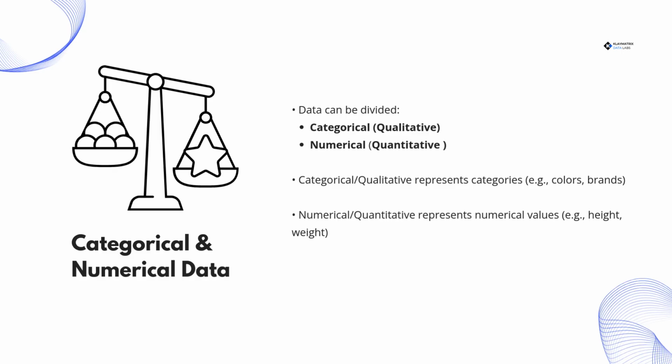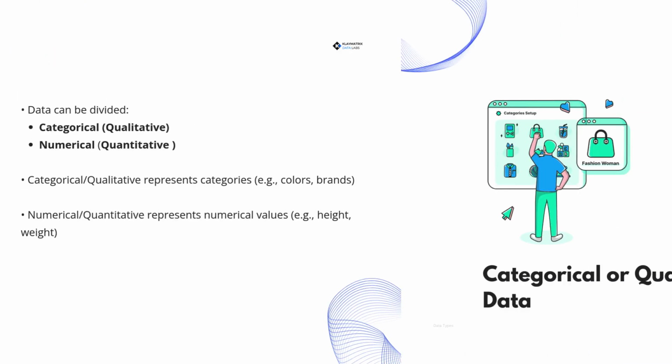Data is broadly classified into qualitative and quantitative, also called categorical and numerical data. Qualitative data deals with categories. Think of car brands or customer feedback types. On the other hand, quantitative data is measurable. It consists of numbers like a person's height or a company's annual revenue. Let's explore each in detail.